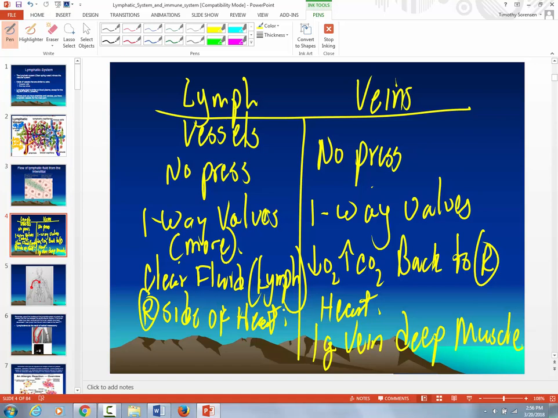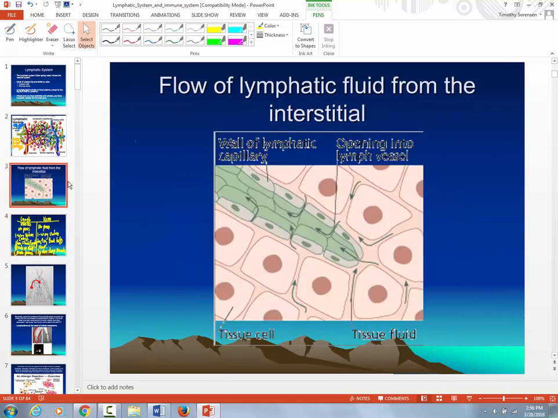Now, lymph vessels, it's very important that you understand this. They're more porous. So let me show you. Lymph vessels actually have little doors, like in the Western saloon, where you walk in and push open the doors. That's what lymph vessels have.